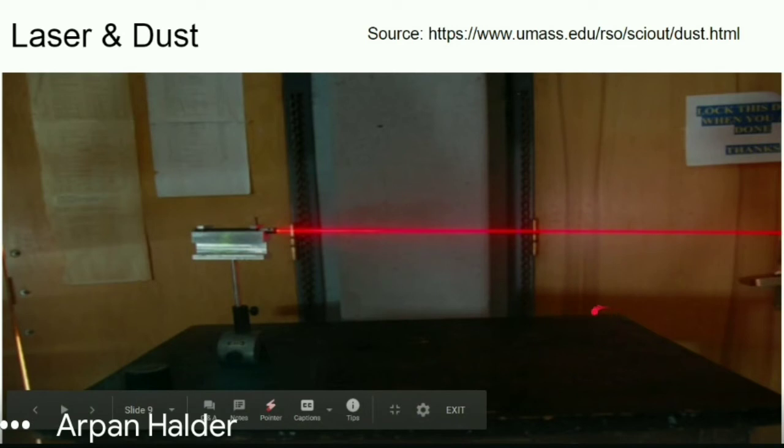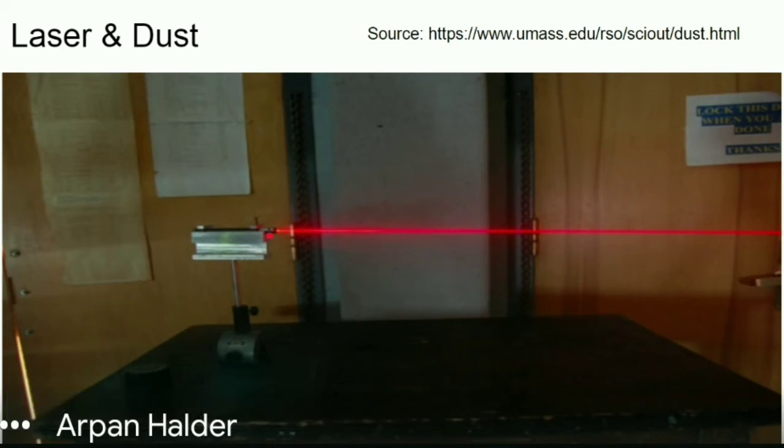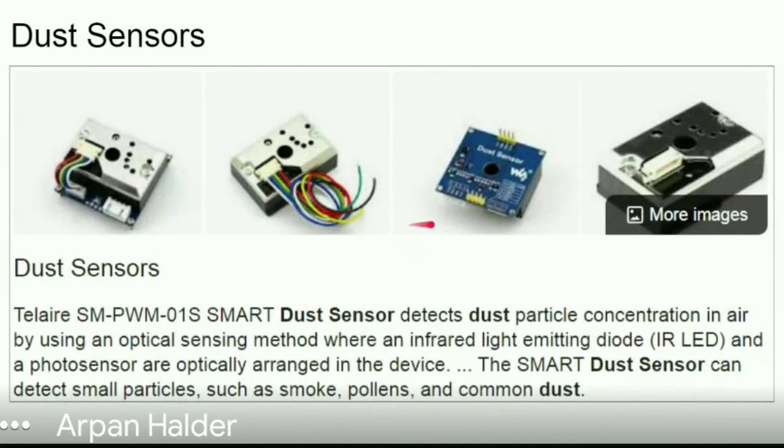Now coming to dust. As you can see, if a light beam is there and there is presence of dust, depending on the concentration of dust, you can actually see the scattering of the light beam over there. It is a basic experiment, and depending on this physics, our optical dust sensors are devised. So these are basically digital sensors.